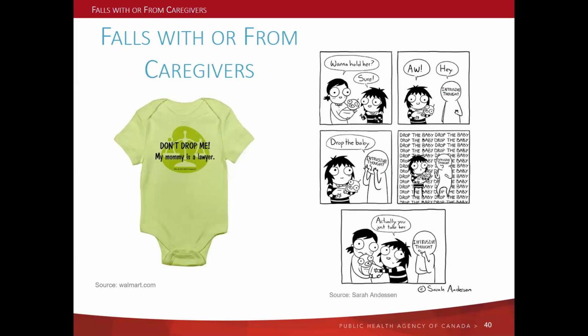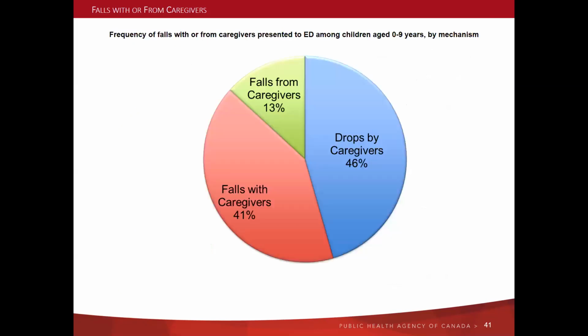And one of the biggest fears running through both old and new parents, when they look down at their babies in their arms, is the fear of dropping them. So among all age groups, falls with or from caregivers represent approximately 4% of our data set, but for infants, it's about 16%. In 46% of the cases, the caregiver said that they dropped the child directly, while in 41% of instances, the caregiver falls while holding the child in their arms. There's a small minority of cases where the child falls from the caregiver, such as falling from a piggyback ride or from the laps of parents.